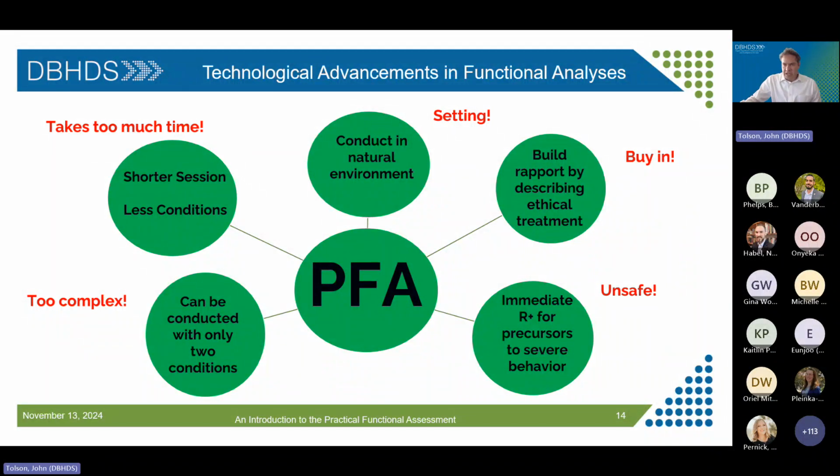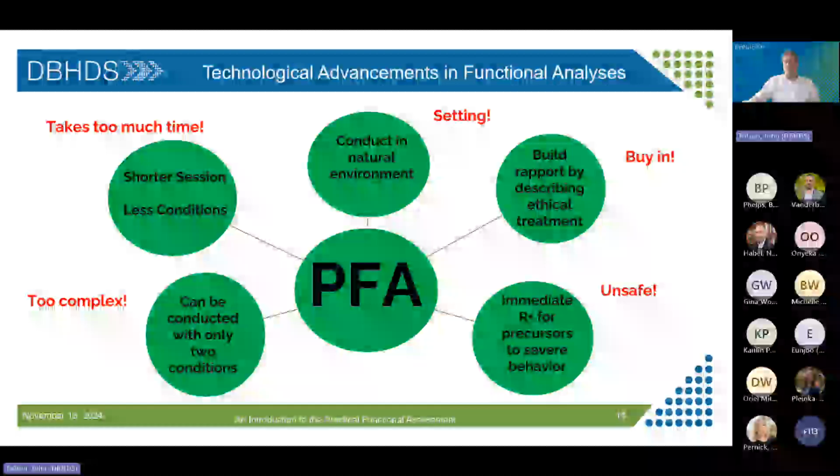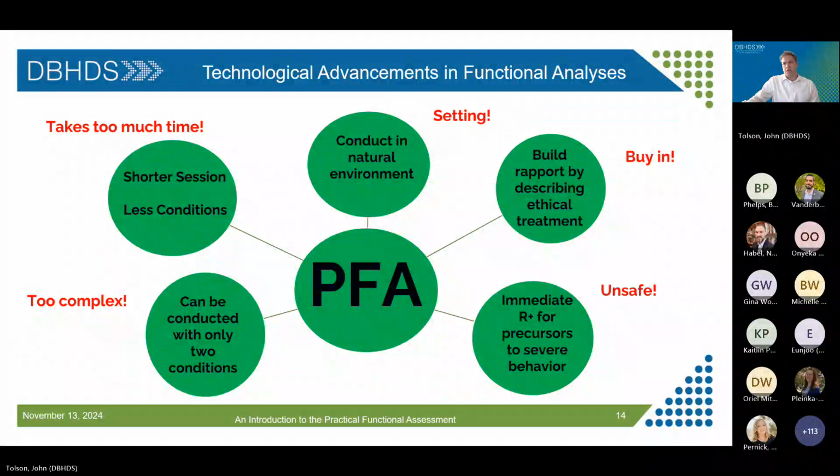Building a therapeutic relationship first is key. This can be done during the initial stages of the process. Describe ethical reasons for understanding the function of challenging behavior before beginning treatment. It may be helpful to use analogies to explain the process. So just consider describing medical appointments where a person undergoes uncomfortable tests for the greater good of figuring out viable treatments.